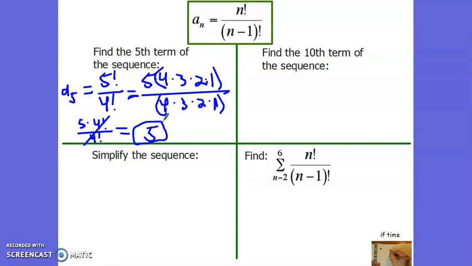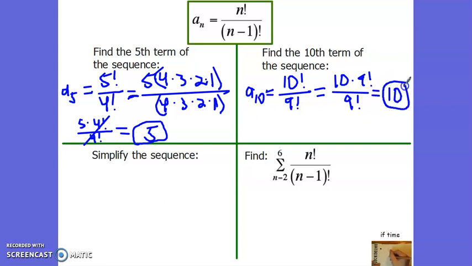Well, let's find the 10th term of the sequence. Again, a sub 10 would be 10 factorial over 10 minus 1, which is 9 factorial. Well, rather than writing that all out, that's 10 times 9 times everything below it over 9 times everything below it. Again, we're going to get that 9 factorial to cancel away. And very simply, we'll just end up with 10.